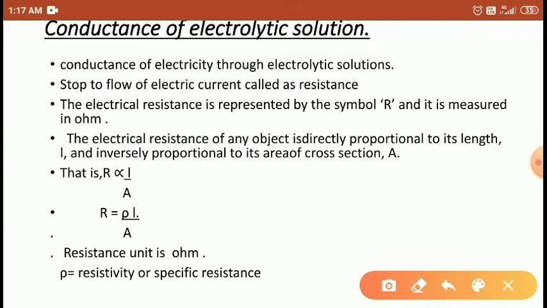Students, the resistance unit is ohm, and rho means resistivity or specific resistance. Right, students? Resistivity or specific resistance.